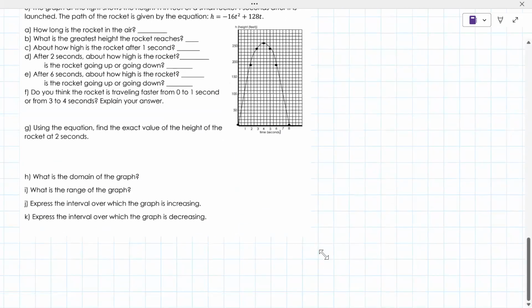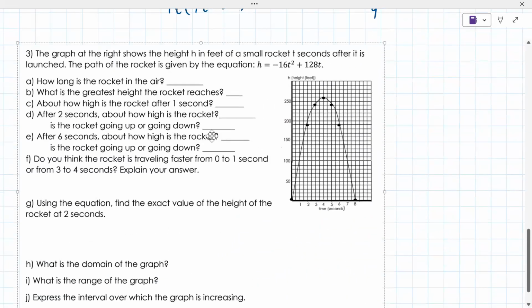Okay. Well, it's just a bunch of questions here. So, how long is the rocket in the air? You're trying to decide, is it an X value? Is it a Y value? Where is it on the graph? What do you think here? How long is it in the air? You can actually tell just from the graph. You don't need the equation.